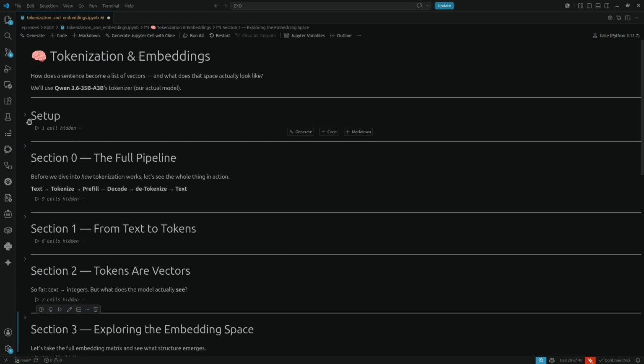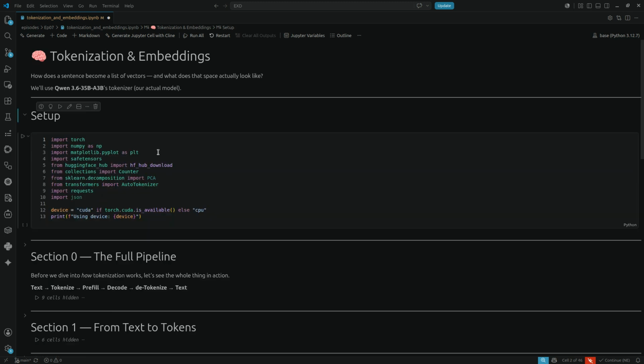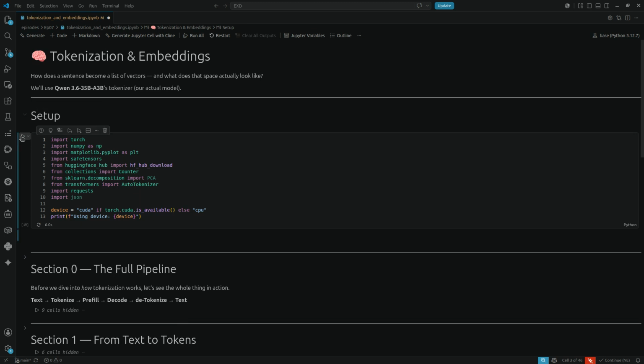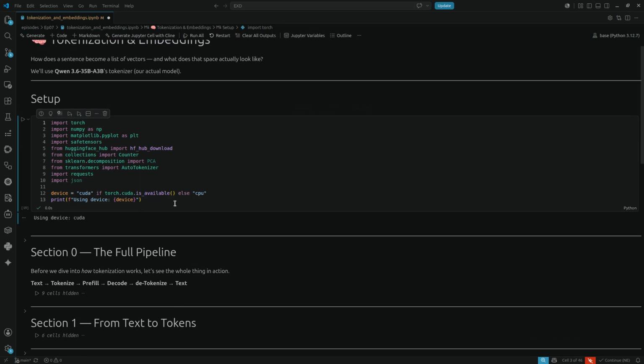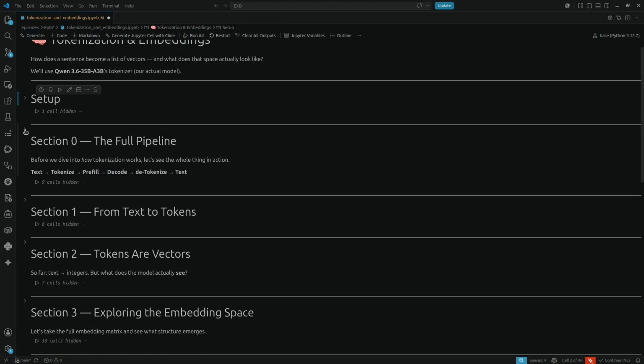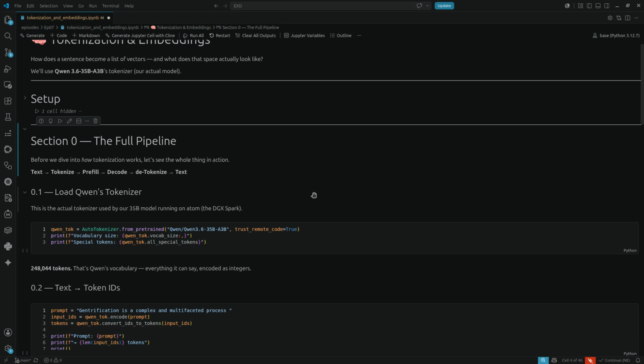Okay, let's get started. This is just a standard setup cell. What we're basically doing is checking if all our required libraries are available and everything seems to be okay. And we have access to CUDA, which we'll use for tokenization. Okay, setup looks good. Let's take a quick look at the pipeline.